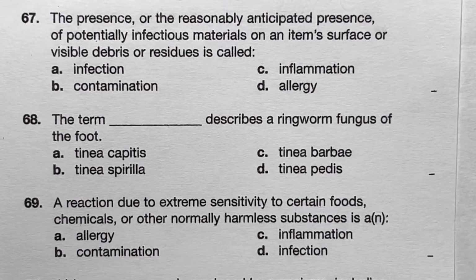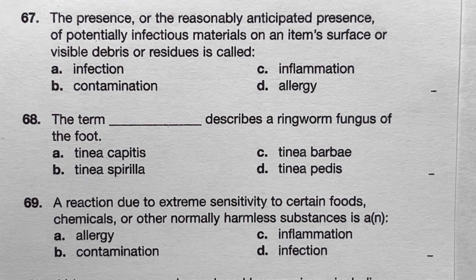Parasites. Number 67. The presence or the reasonably anticipated presence of potentially infectious materials on an item's surface or visible debris or residues is called A. Infection, B. Contamination, C. Inflammation, D. Allergy. And the correct answer is B.